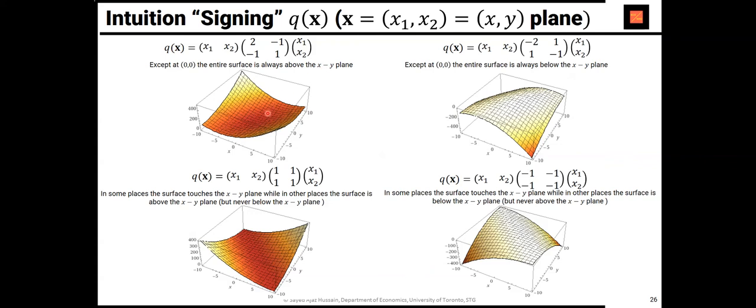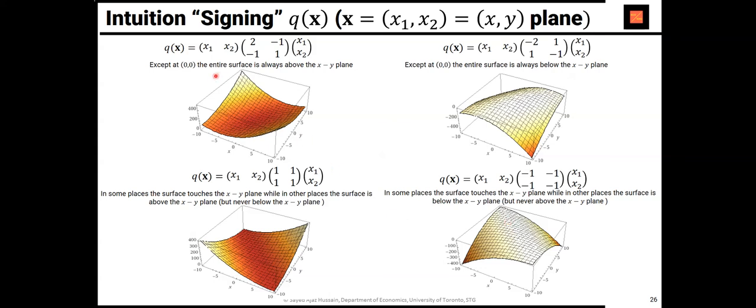Got it? This one, in some places, this surface, this equation, touches the xy plane. In other places, it floats above the xy plane, but it is never below the xy plane. Here, the surface is always, except at point 0, 0, below the plane. And this one is below or touches the xy plane, but is never above the plane.